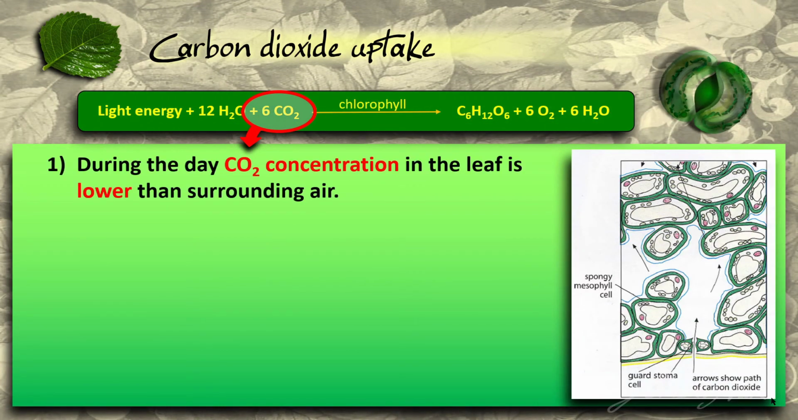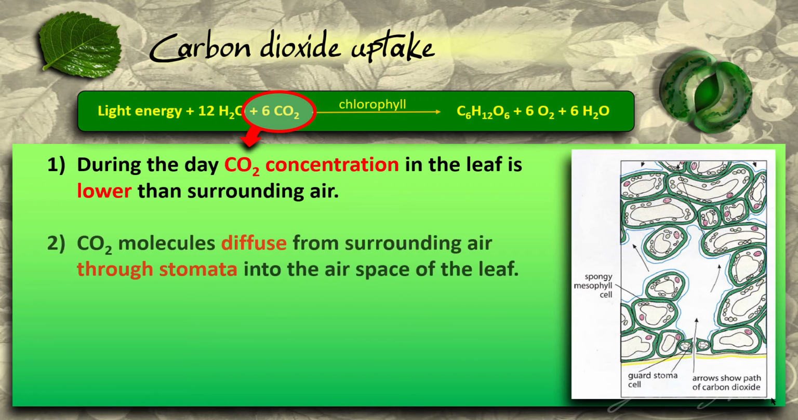Next, let us examine how exactly carbon dioxide diffuses in. So during the day, carbon dioxide in the leaf is actually lower than the surrounding because carbon dioxide is being converted into glucose. So carbon dioxide molecules from the surrounding air will diffuse through the stomata into the airspace.